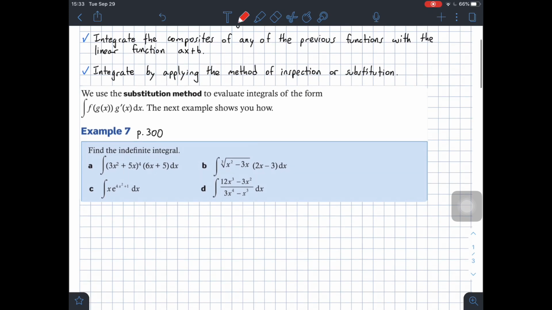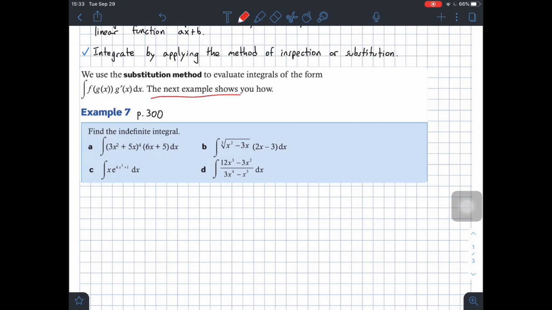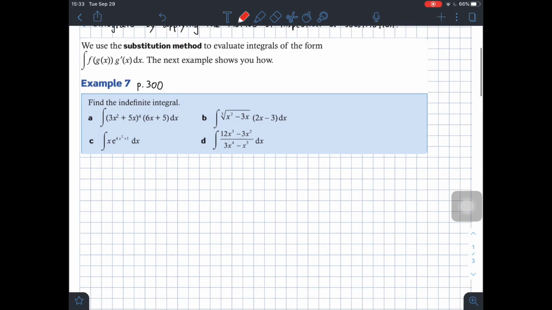Okay, so it says, we use the substitution method to evaluate integrals of the form, and we have this form. This is kind of like the chain rule, but for integrals, and you will see that it's very easy. It says the next example shows you how. So it says find the indefinite integral. So in this case we have the integral of 3x squared plus 5x to the fourth power, and all of that is being multiplied by another function 6x plus 5.